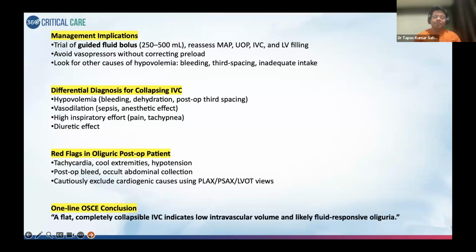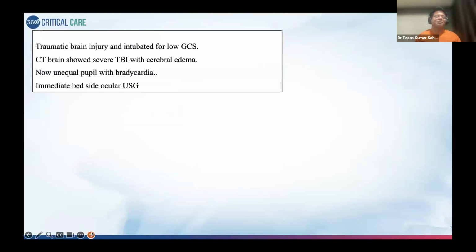One line conclusion, if I want to score again 10 out of 10: a flat, completely collapsible IVC indicating low intravascular volume, and it would definitely respond to the fluid, and the oliguria should improve.